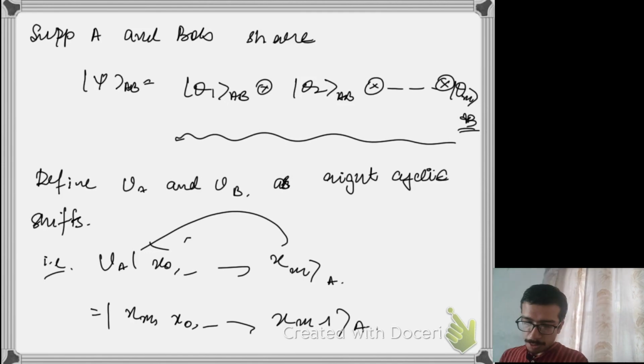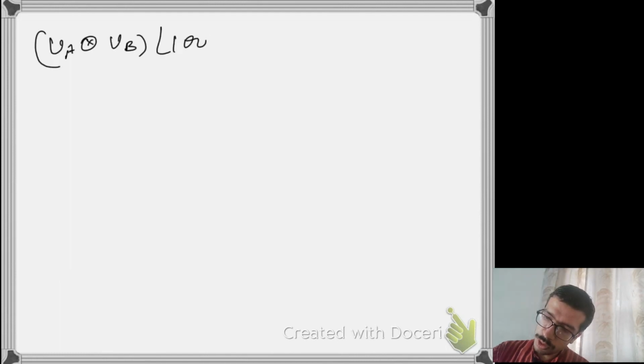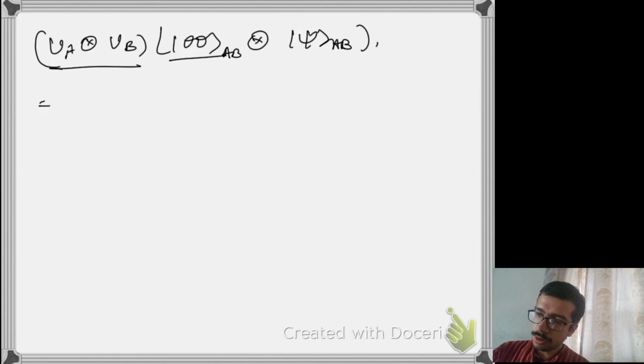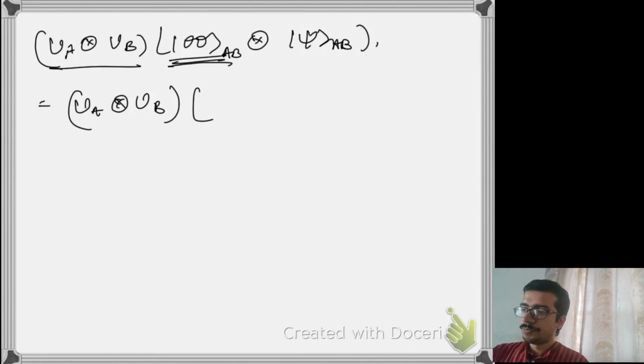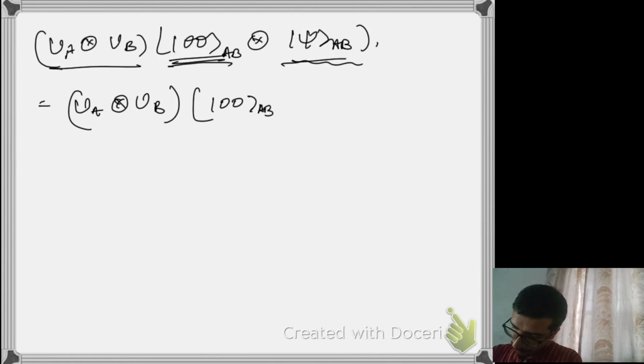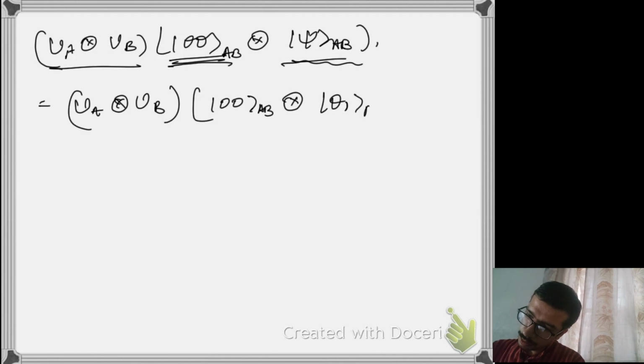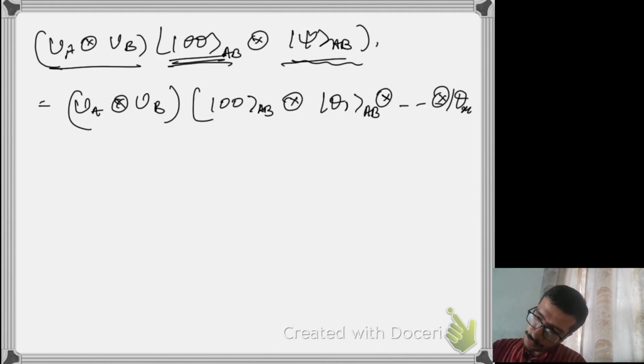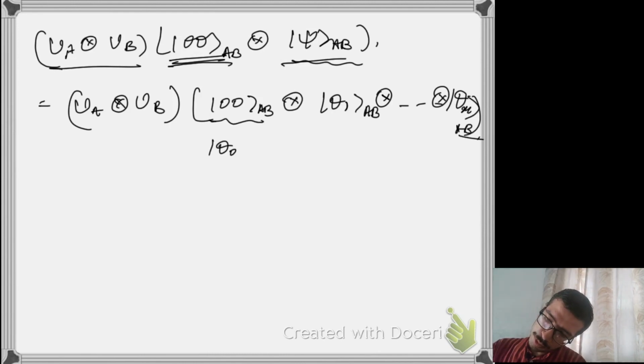Now let's see what happens when they perform together this UA tensor UB on 0 0 tensor psi. 0 0 was their input state, right? They want to embezzle, and psi is the resource state they are sharing. So when they each perform their local operations, this is nothing but the state 0 0 AB tensored theta 1 AB tensored up to theta m AB, and 0 0 is also nothing but theta 0 AB, right?